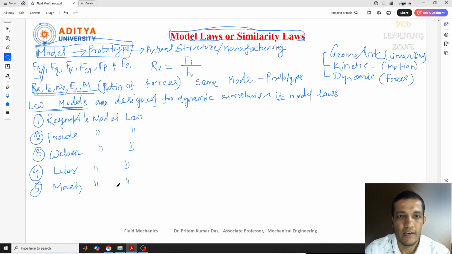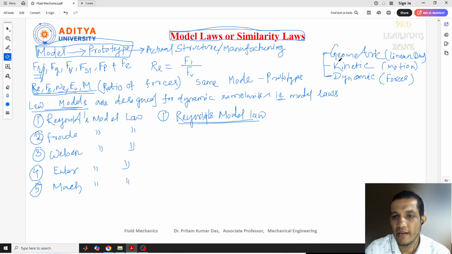This lecture will discuss only one model law, that is the Reynolds model law. So I'll give a heading of Reynolds model law. I hope you understand why these laws are defined and why it is necessary, because we need to satisfy all the similarities.